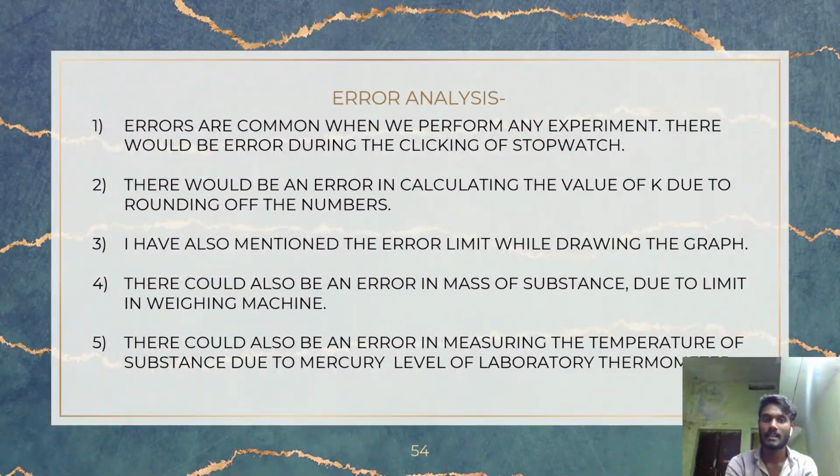Error analysis. Errors are common when we perform any experiment. There would be an error during the clicking of the stopwatch. There would be an error in calculating the value of k due to rounding of the numbers. I have also mentioned the error limit while drawing the graph. There could also be an error in the mass of the substance due to the limit in the weighing machine. There could also be an error in measuring the temperature of the substance due to the mercury level of the lab.